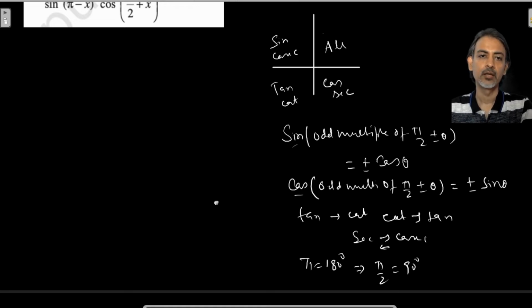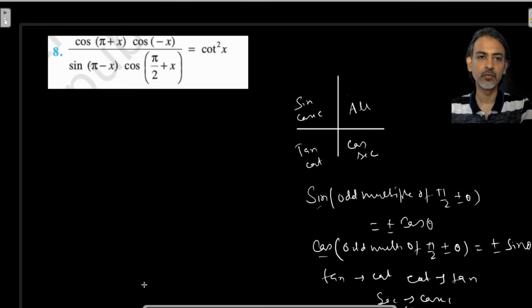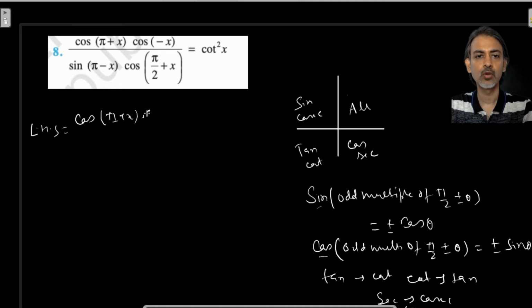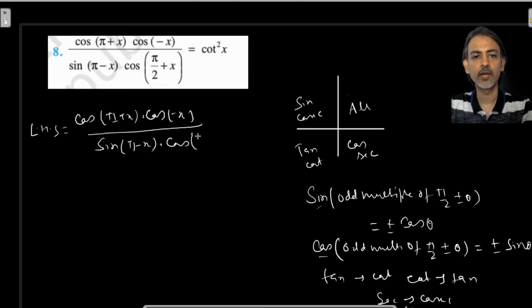So yeah, now with this in mind, let's look at this problem again and look at this LHS. My LHS is cos of (pi plus x) into cos of (minus x) divided by sine of (pi minus x) into cos of (pi by 2 plus x).